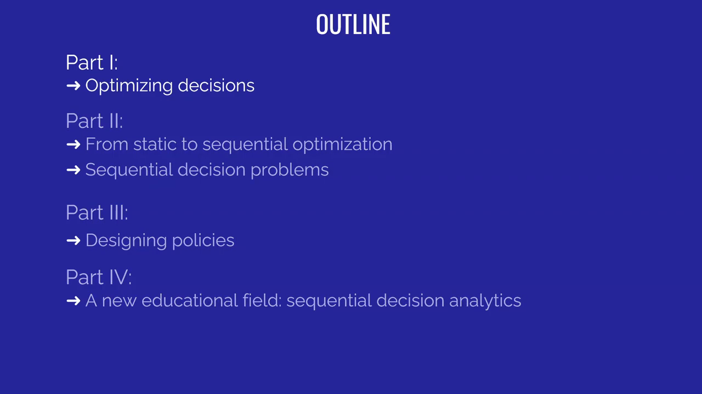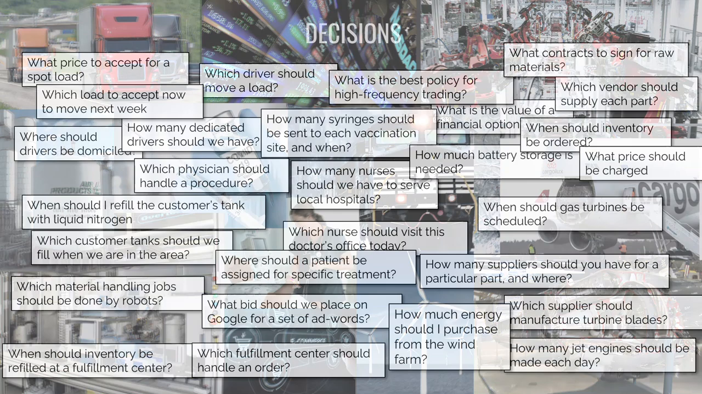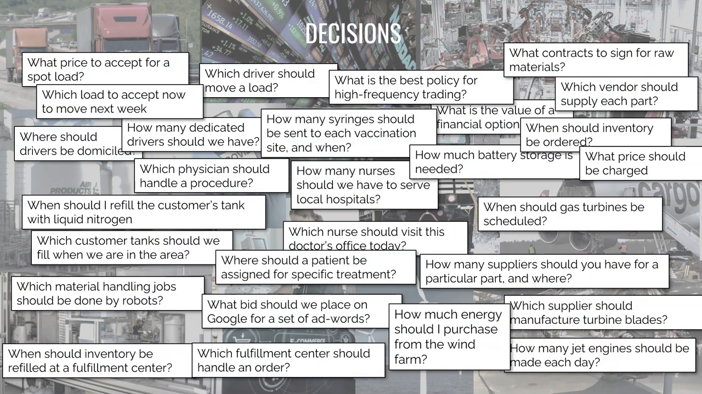So, part one, optimizing decisions. Let's take my set of activities. Every one of these boxes, which relates to the picture behind the box, poses a question. We have to make a choice, and we like to make the best choice. So each one of these boxes is a type of decision that has to be made.